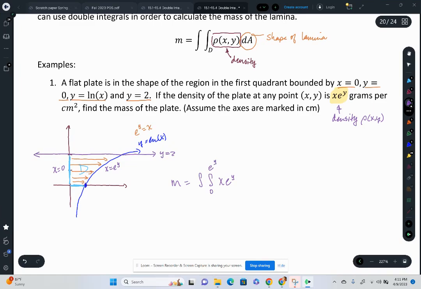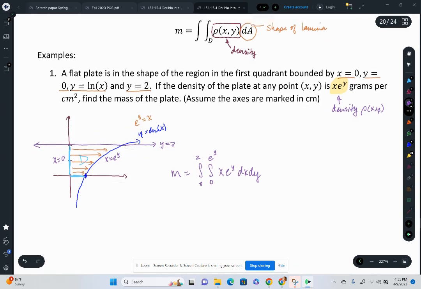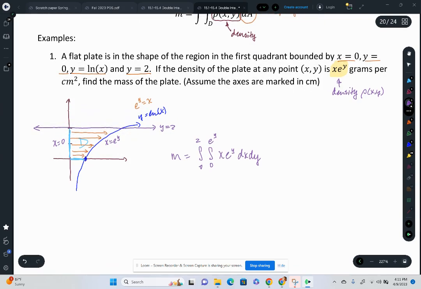And when we do that, y is going from 0 up to 2. And so that means our order of the differentials will be dx dy. Okay, now we can integrate. Remember, we are integrating with respect to x first. Y will be treated like a constant, so I'm just concerned about that x.